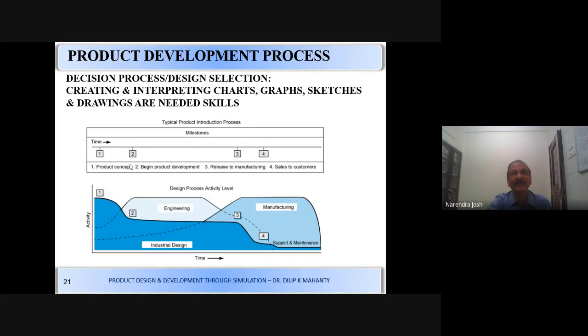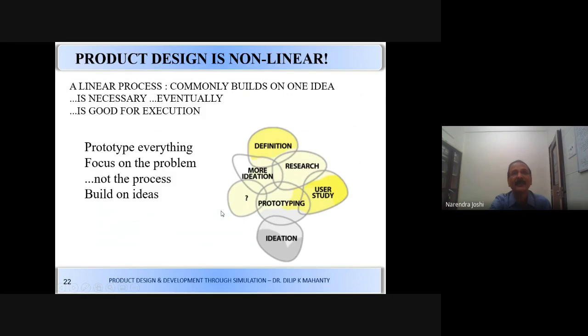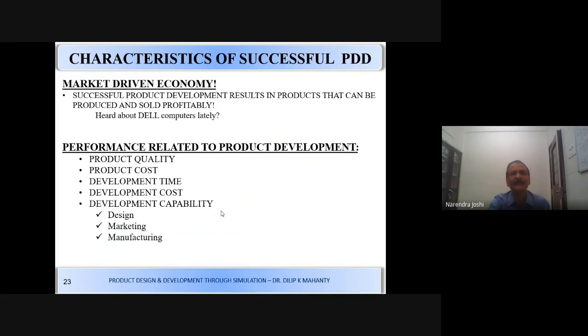An example: product concept, begin product. So look at this design process activity level. I get engineering mature, then going down. What is the manufacturing, industrial design? This is a point of interesting thing. It's a completely non-linear process, all together here on the problem.